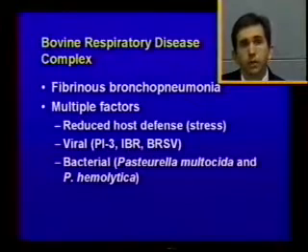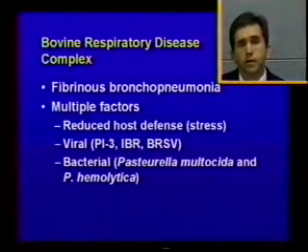Fibrin is released from blood vessels that have been injured or that have become very leaky due to inflammation, and these fibrin proteins form polymers and coagulate and form this thick mat of exudate that we see in lungs of cattle infected with this condition.